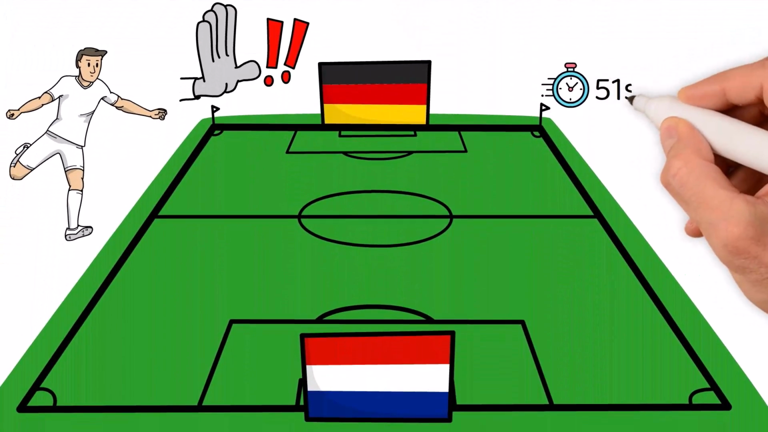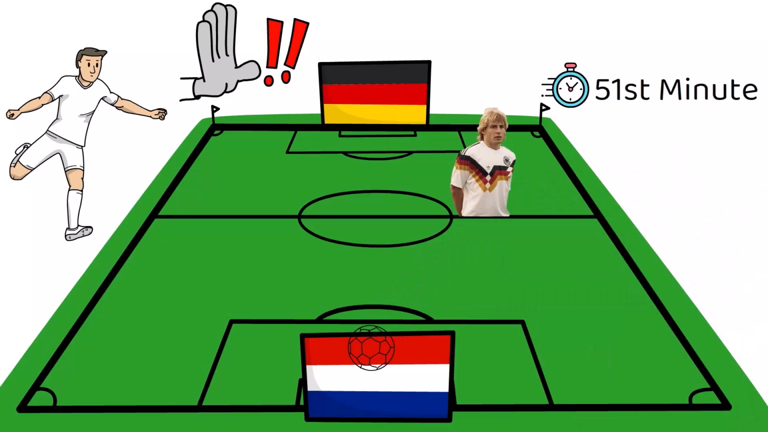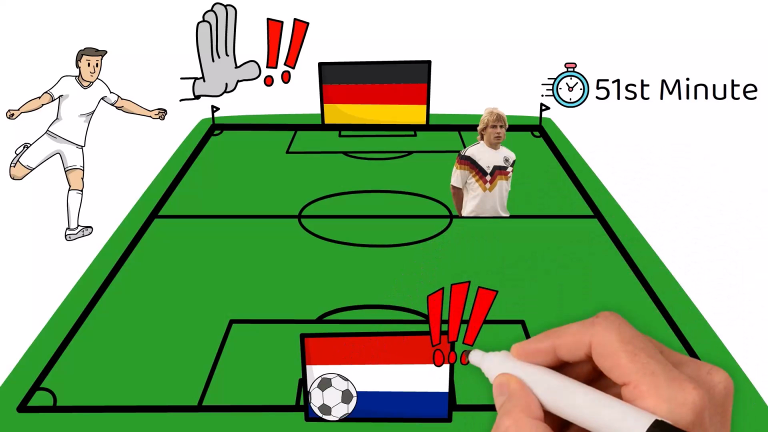Germany broke the deadlock in the 51st minute. Klinsmann finished from an acute angle. The Dutch pressed for an equaliser whilst the Germans hit them on the break.